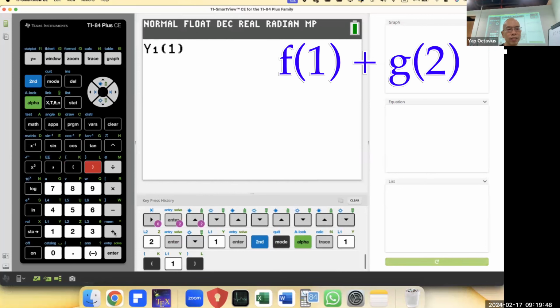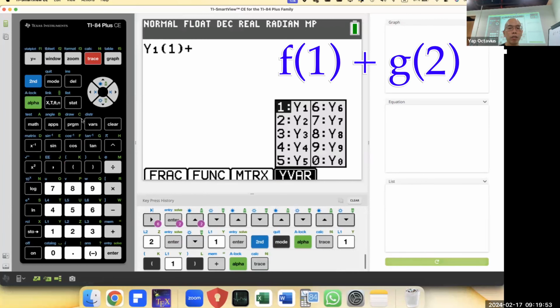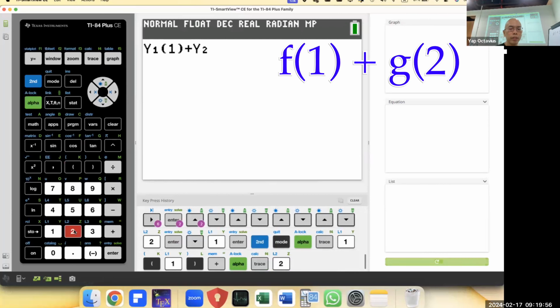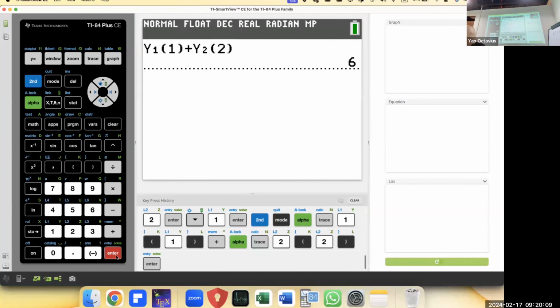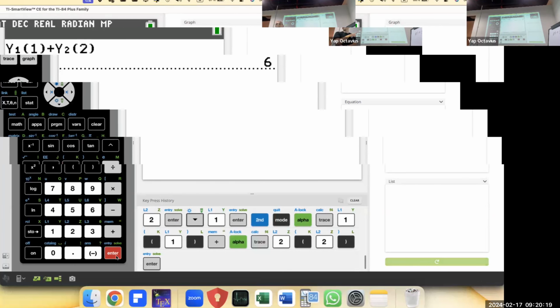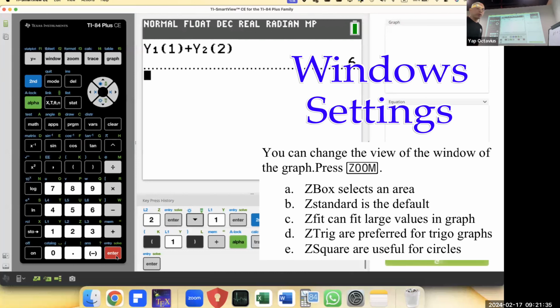Then plus. Then your G, right? Now activate. You go to y2, number 2. So 2. Alpha trace, you activate the menu. Okay? And then you can enter. You should get the value. So you cannot add the values of the graph inside the graph function, but you can add the value outside here.